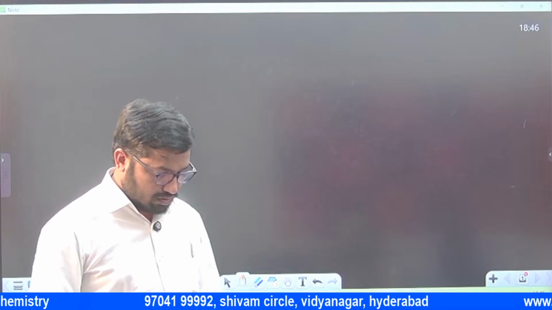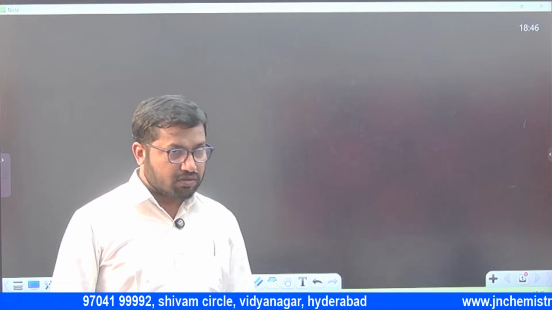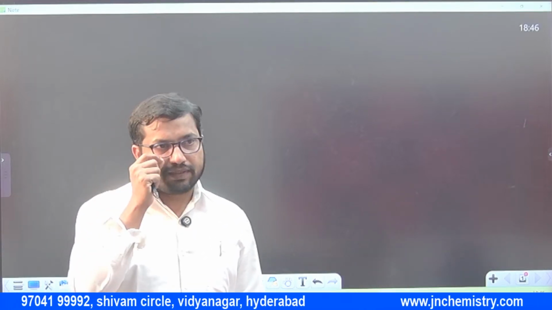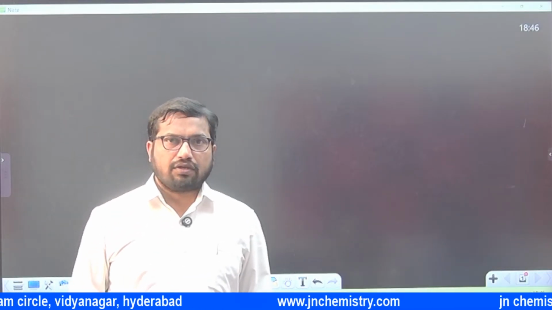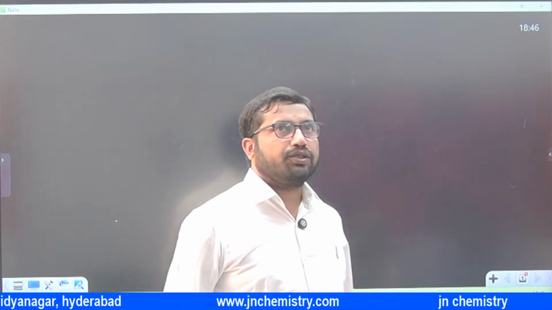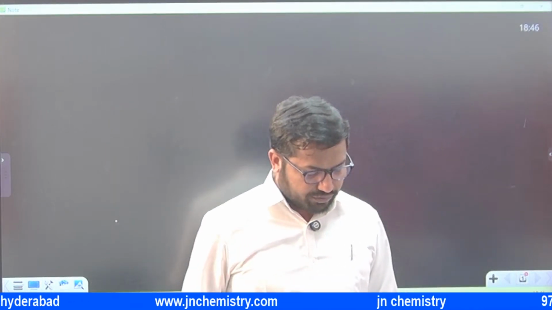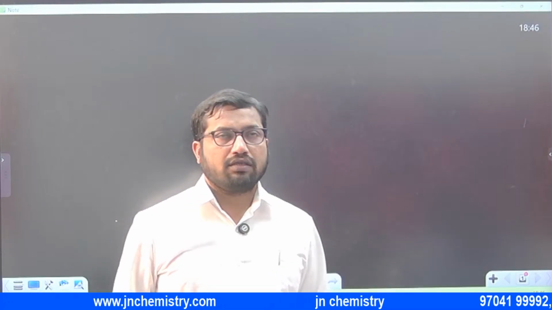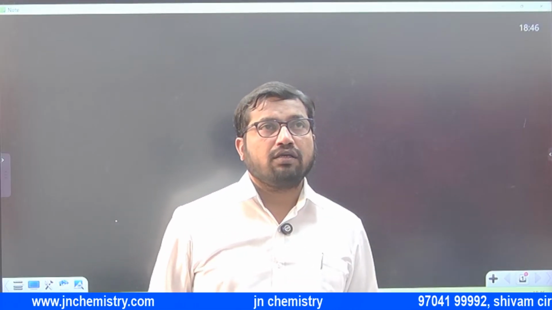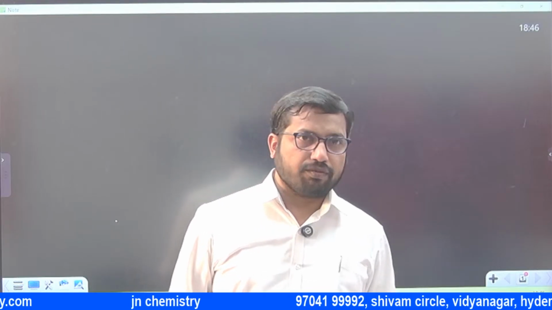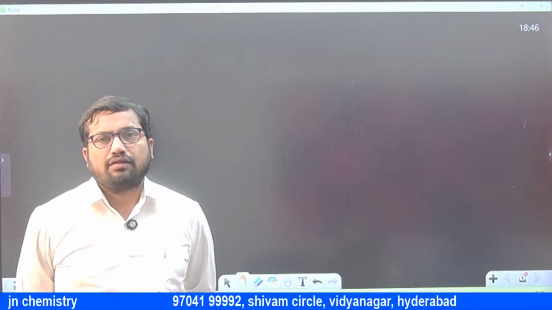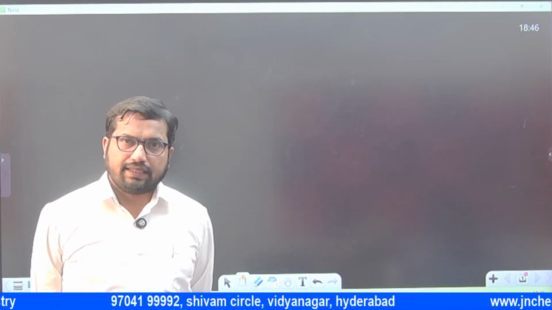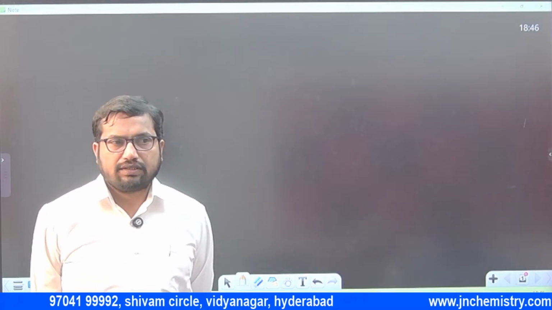Last class, we did the physical properties of alkanes, right? So what are the physical properties we did? C1 to C4 are gases and C5 to C14 are liquids, and the density is increasing from top to bottom. As the number of carbons increases, the boiling point and melting point also increase with increasing molecular weight.